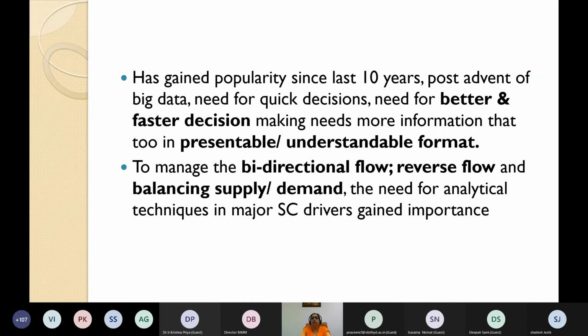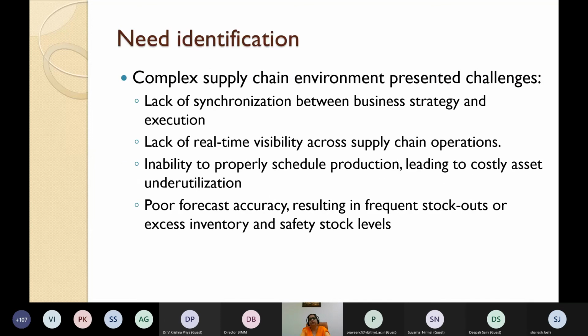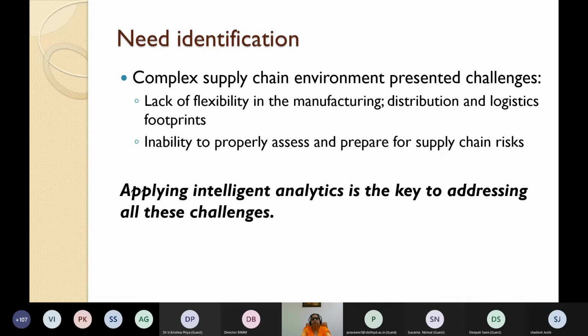Today, in this age of sustainable manufacturing, in this age of reverse flow, in this age of green manufacturing, wherein you want to go for recycling, closed loop supply chain, the concept of data analytics has gained very much relevance in supply chain. So how are you managing? Go for need identification. So in this, what do you do? Applying intelligent analytics to address the challenges of the complex supply chain environment.